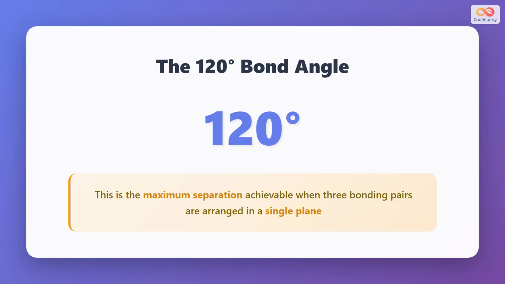The 120-degree bond angle is not arbitrary. It represents the maximum possible separation that three bonding pairs can achieve when confined to a single flat plane. If you imagine dividing a full 360-degree circle into three equal parts, you get exactly 120 degrees. This equal spacing minimizes electron repulsion and creates the most stable molecular structure.